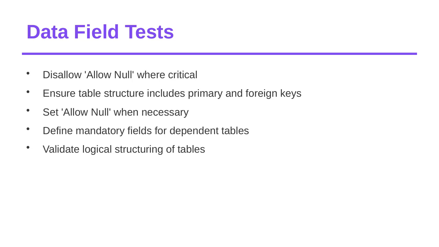Validating the logical structure of tables means checking that the relationships and constraints between fields make sense and support the overall data model. These checks help catch errors early and keep the database reliable and accurate.